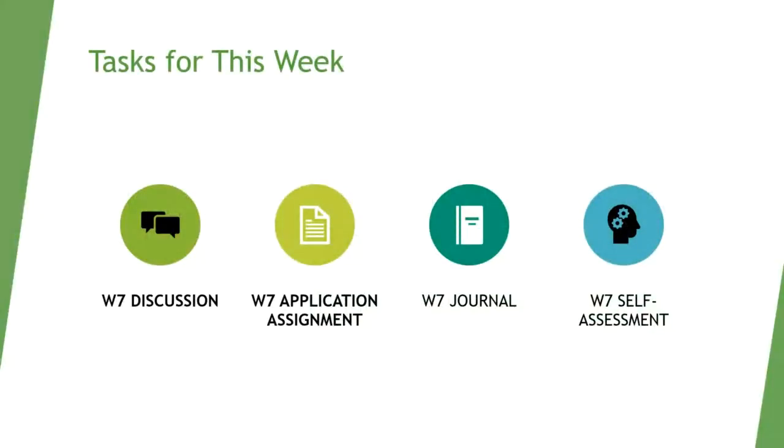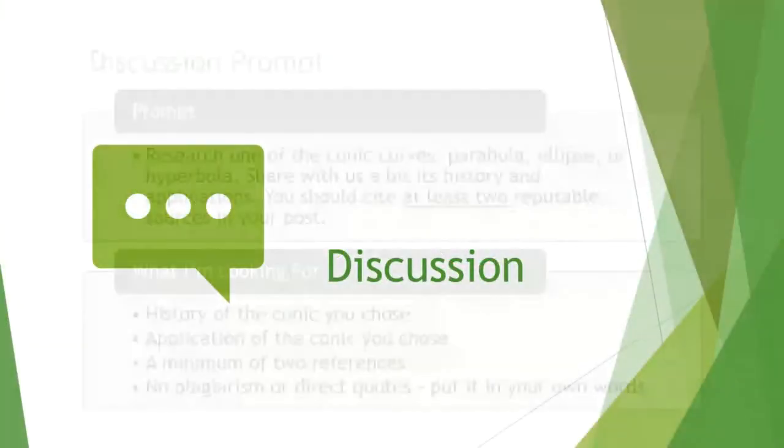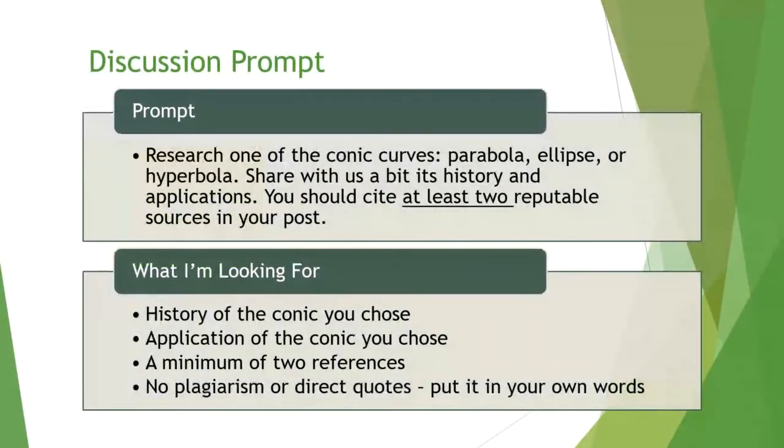So you've got your discussion, your application assignment, the journal, and the self-assessment. So let's talk about the discussion this week. This is another one where you have to do research, which means you need to include all of your links. So this week you are researching one of the conic curves. So you're going to be researching into a parabola, an ellipse, or a hyperbola. And so you're going to share a little bit about the history and where these things are used. That's where do these things come up in real life? That's the most important part because we always want to try to connect what we're learning to real life.